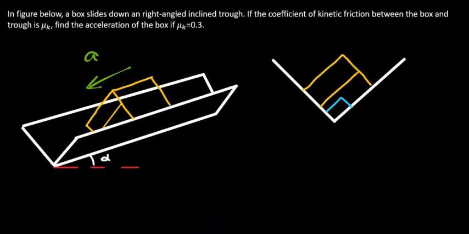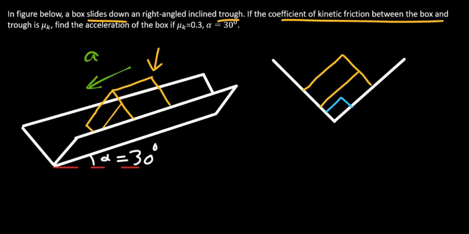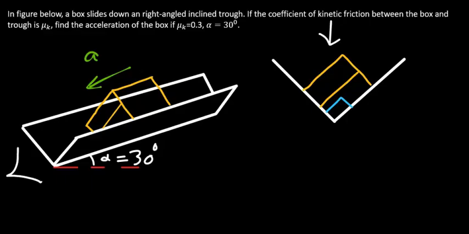Problem 2. In the figure below, a box slides down a right-angled inclined trough. That is the object. If the coefficient of kinetic friction between the box and the trough is mu k, find the acceleration of the box if mu k is 0.3 and angle alpha is 30 degrees. What you have here is the cross-sectional view. If you were to look at the system from here, this picture is what you get. Now let's look at the free body diagram of this box.